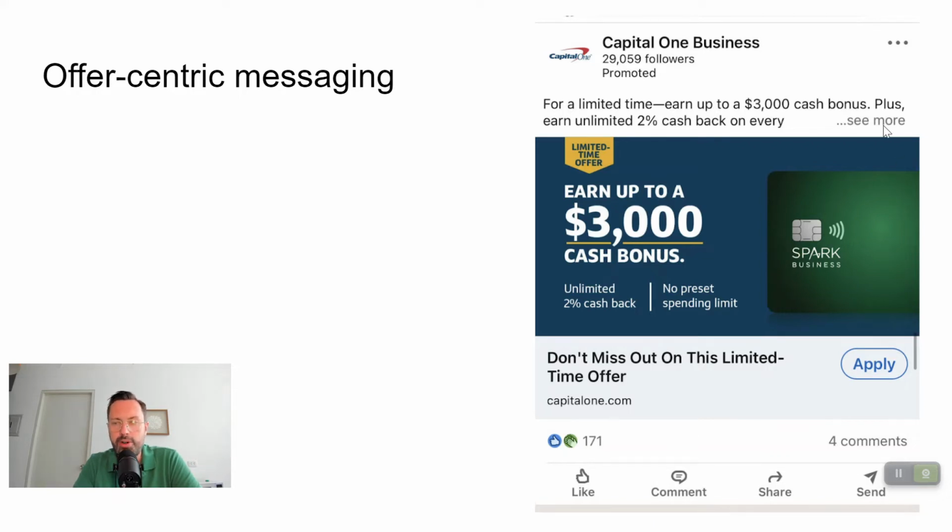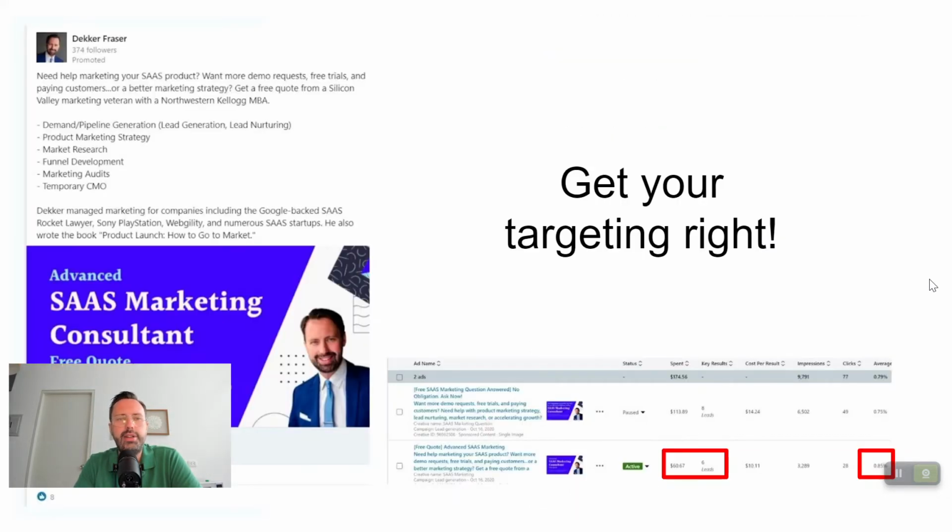They have the see more so that there's more text, which is great. Companies often are pretty light on the text. And I just think it's great because they're even calling it a limited time offer. So they understand direct response marketing.